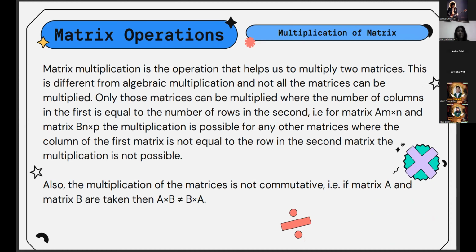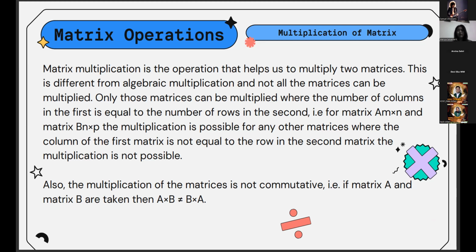The second one is multiplication of matrices. Matrix multiplication is the operation that helps us to multiply two matrices. This is different from algebraic multiplication, and not all matrices can be multiplied. Only those matrices can be multiplied where the number of columns in the first is equal to the number of rows in the second.